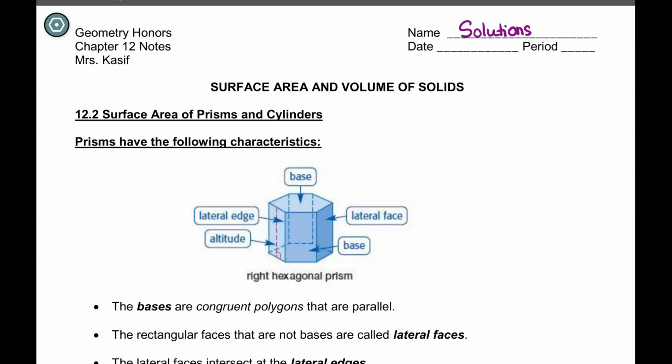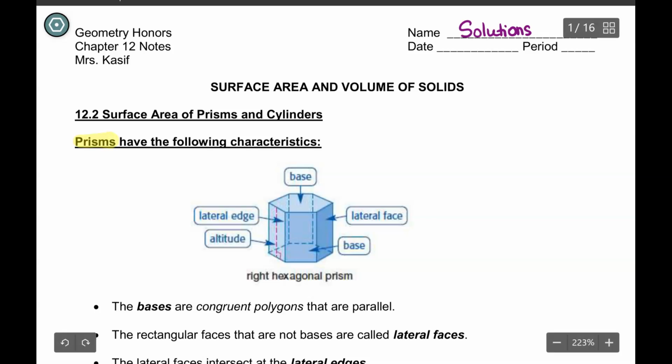Okay, so we are going to start our unit on surface area and volume. The first half of the chapter, we're going to focus on surface area, which is the area on the outside of a three-dimensional shape. In this lesson, we're going to specifically look at prisms and cylinders. So let's look at prisms first.